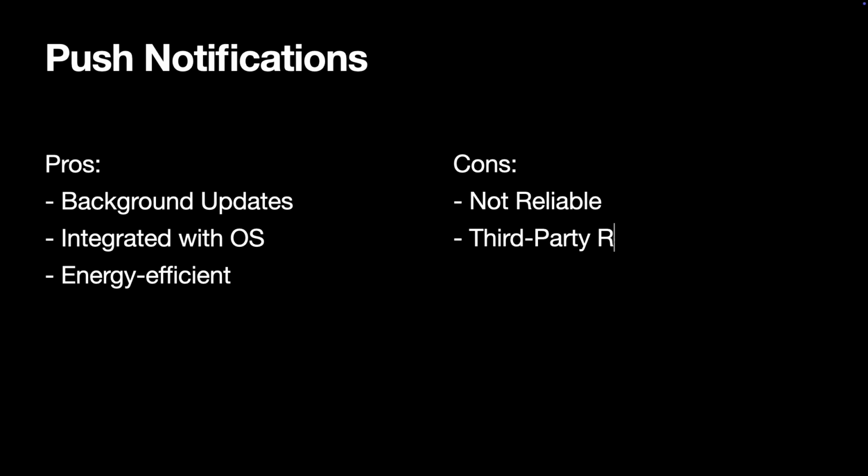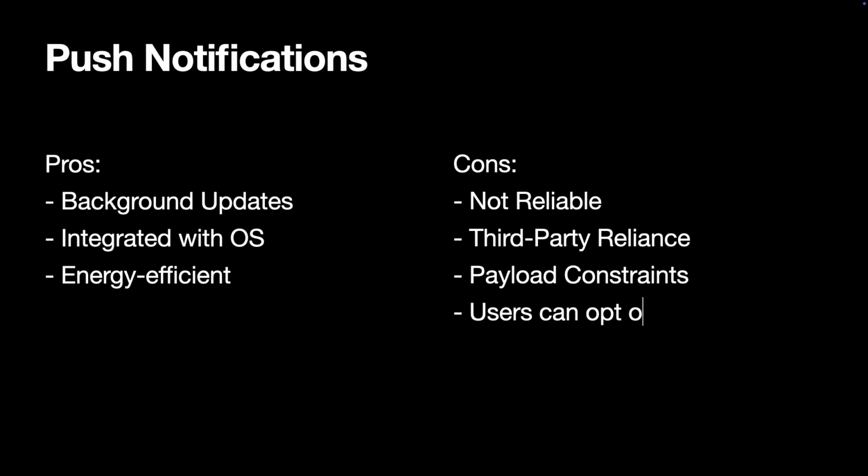Third-party reliance. Dependent on services like Apple's APNs or Google's FCM, which can introduce external limitations. Payload constraints. Typically limited in data size and subject to delivery delays under certain network conditions. Users can opt out. Users can turn off push notifications in the app settings or at the OS level. Remember that.